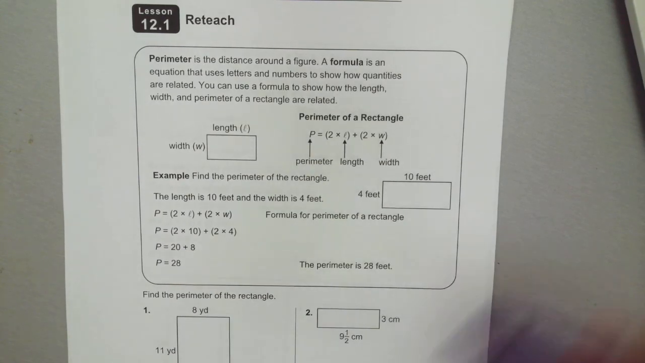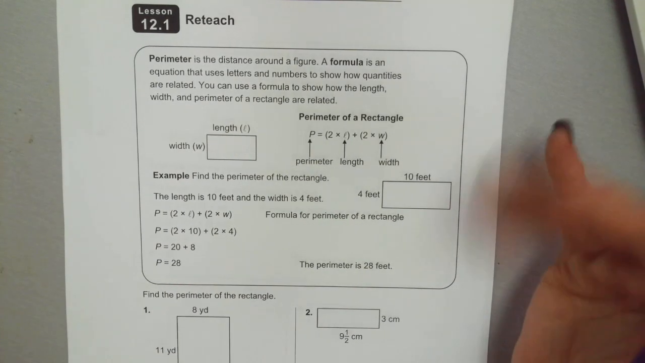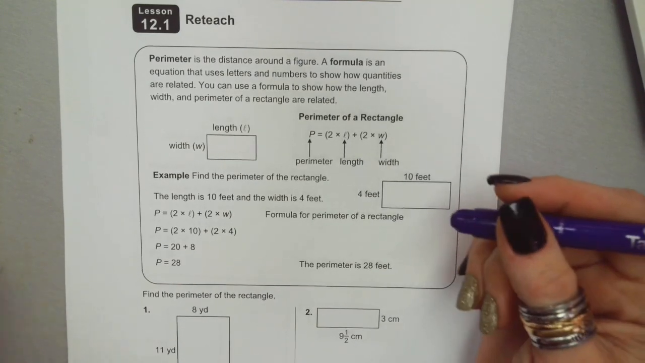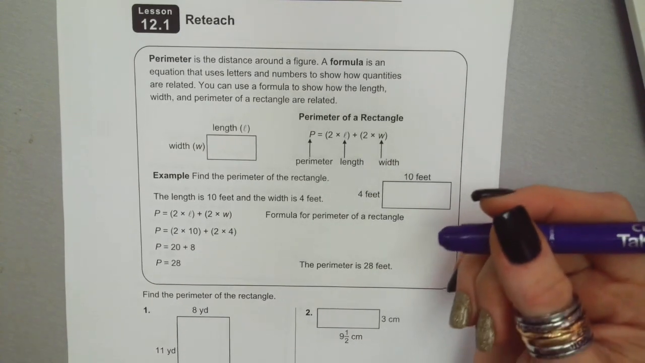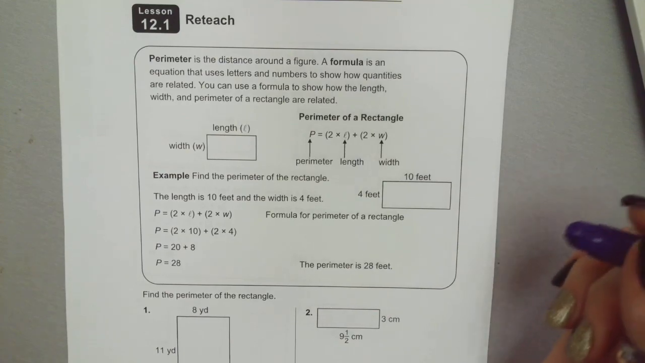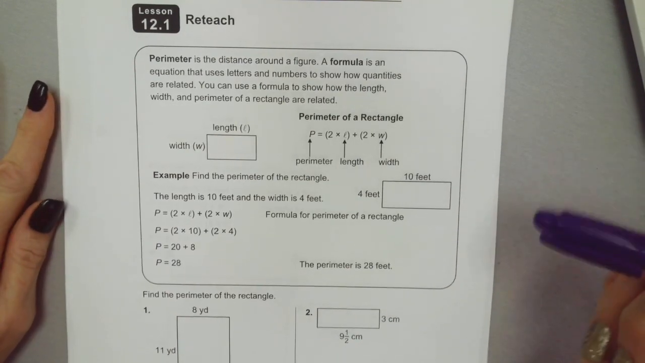Today we're going to start talking about perimeter. Tomorrow we will talk about area. Perimeter and area are two measurements that people tend to get confused with each other quite often.